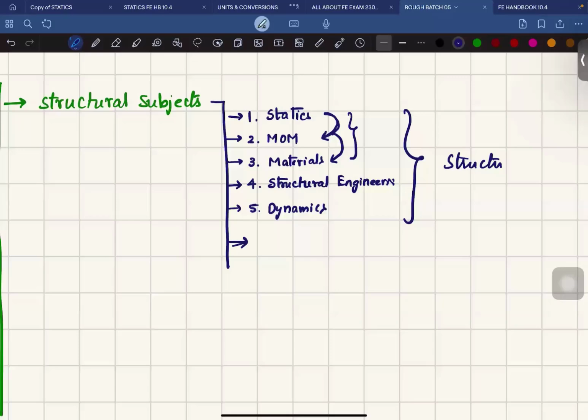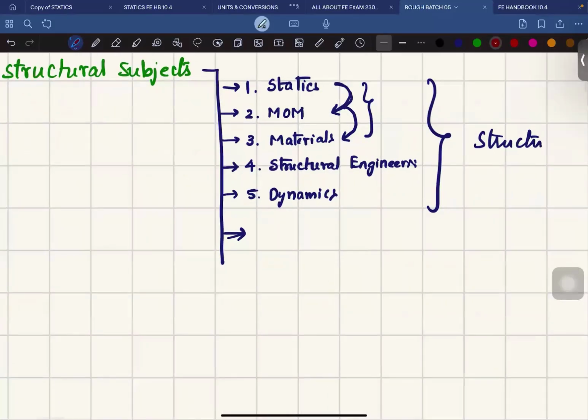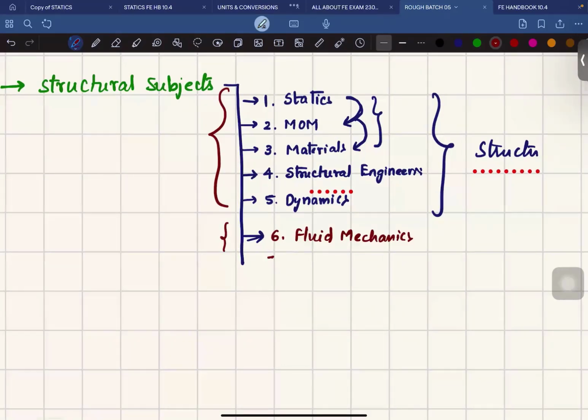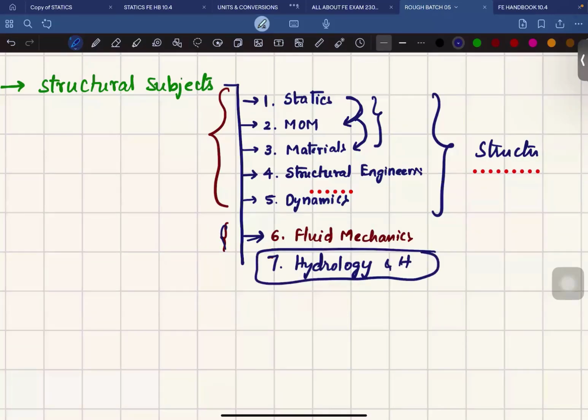And I'm going to take one more subject that is related to water, that is fluid mechanics. Yes, these five are the structural subjects. Apart from these five, I'm going to take fluid mechanics. There is one more subject that is called hydrology. You guys have heard about this, hydrology or hydraulic systems, and so on. So it will be taken by one of our teammates.